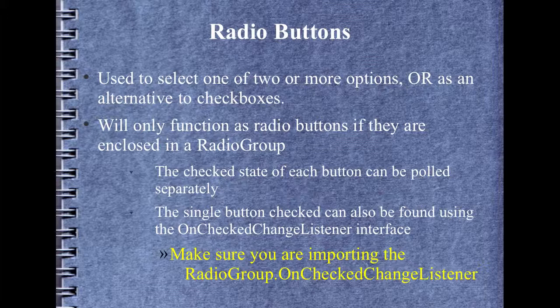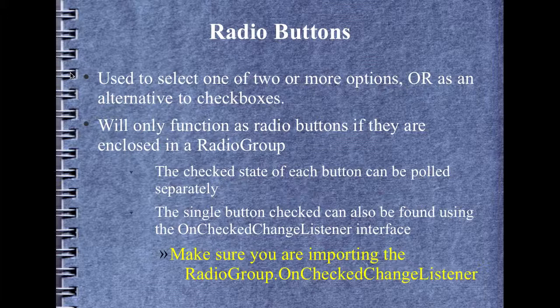What do I mean by that? Well, by default, if I just put 3 or 4 radio buttons in my layout and don't put them in a radio group, what will happen? What will happen is I'm able to select as many of those radio buttons as I want to. Unless they're in a group, unless they're in a radio group container, they function as checkboxes. If they are in a radio group container, they will function as radio buttons.